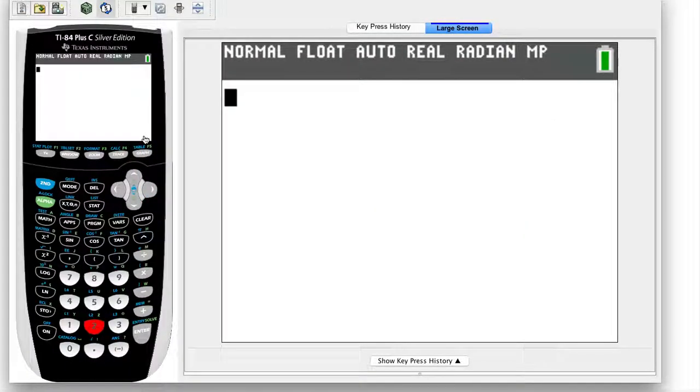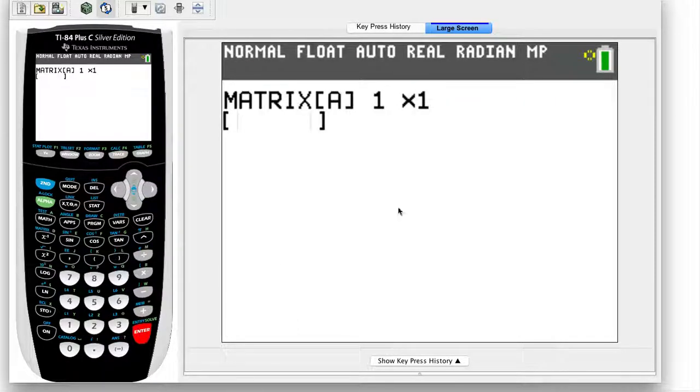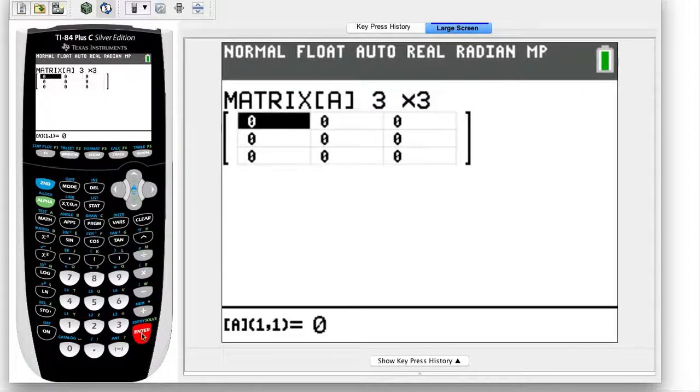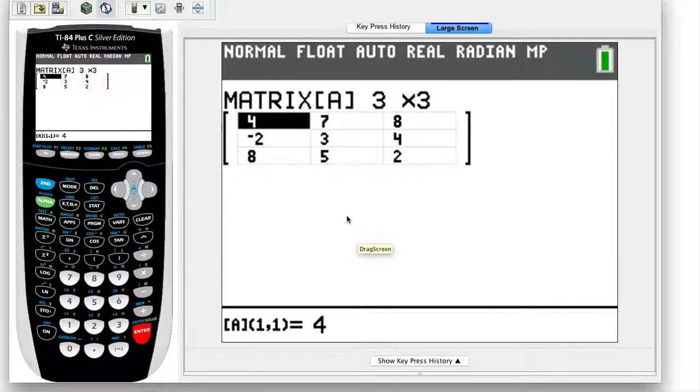So going back to our calculator, if I go to my matrix submenu, I can edit a matrix. So here I have A is blank, so I'm going to edit that. I have a 3 by 3 matrix, so I put 3 by 3, and I put in the values here. So I know I have a 4, 7, 8, negative 2, 3, 4, 8, 5, and 2. So we have this matrix. So once I have this, this is actually the nice part.